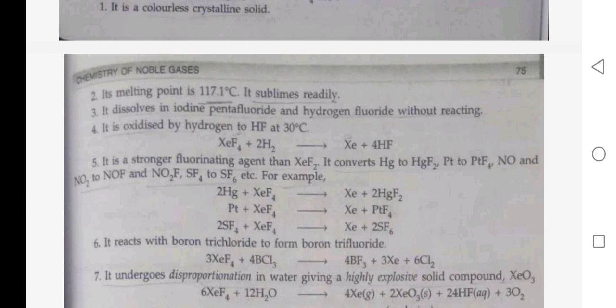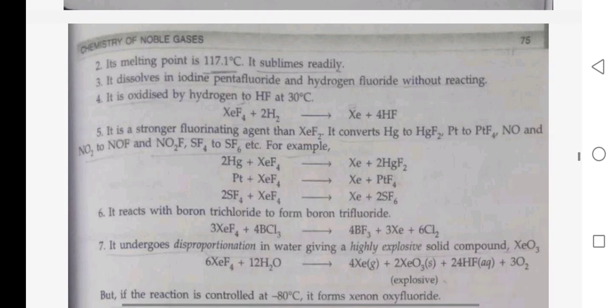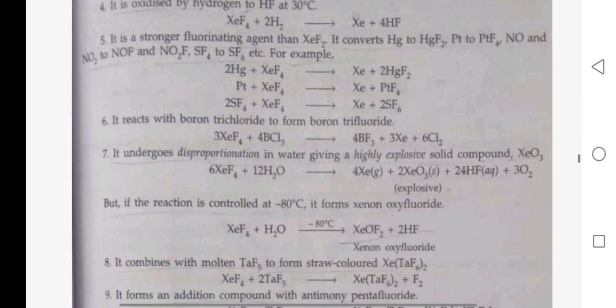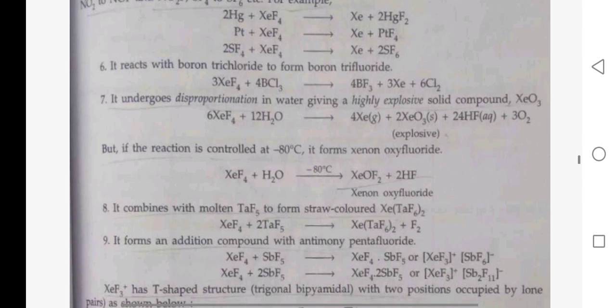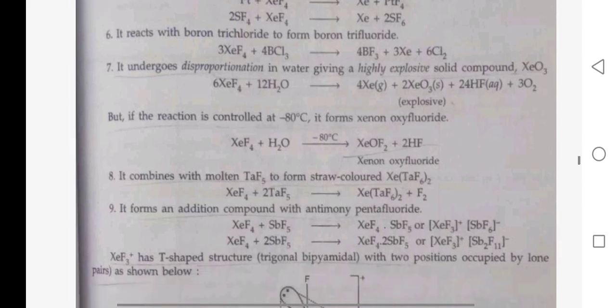It sublimes readily. It dissolves in iodine pentafluoride and hydrogen fluoride without reacting. It is oxidized by hydrogen to HF at 30 degrees Celsius. It reacts with boron trichloride to form boron trifluoride. It undergoes hydrolysis in water, giving a highly explosive solid compound XeO3, but it reacts with control at minus 80 degrees Celsius. It forms xenon oxyfluoride.